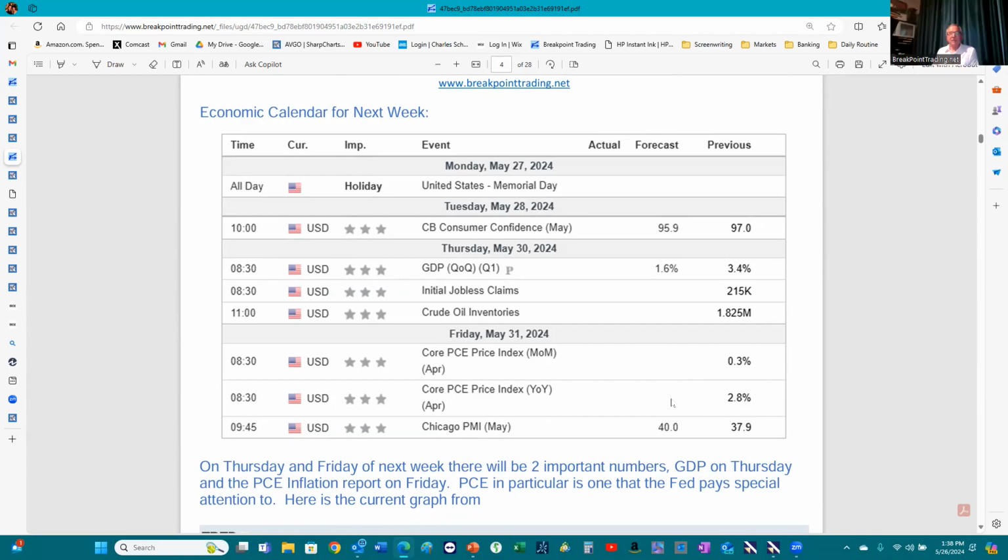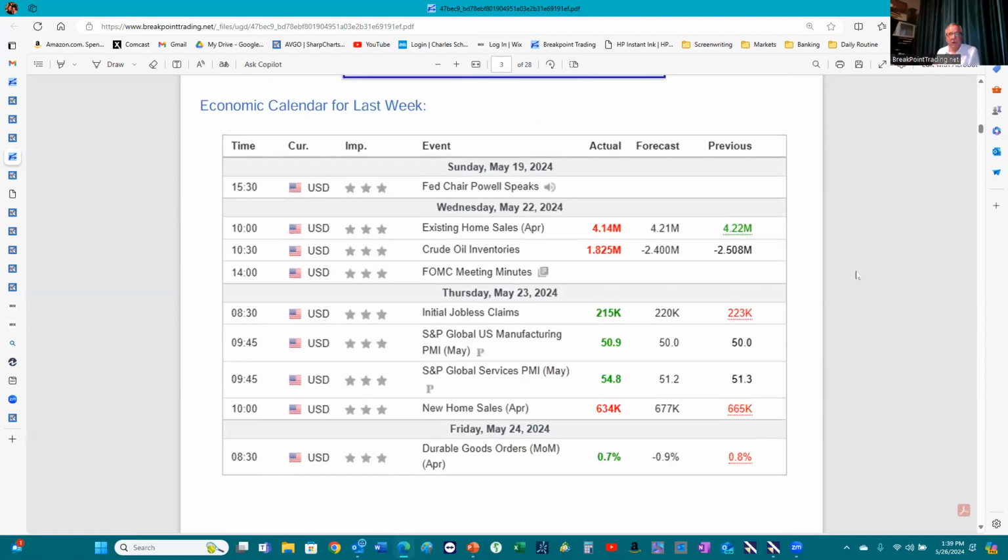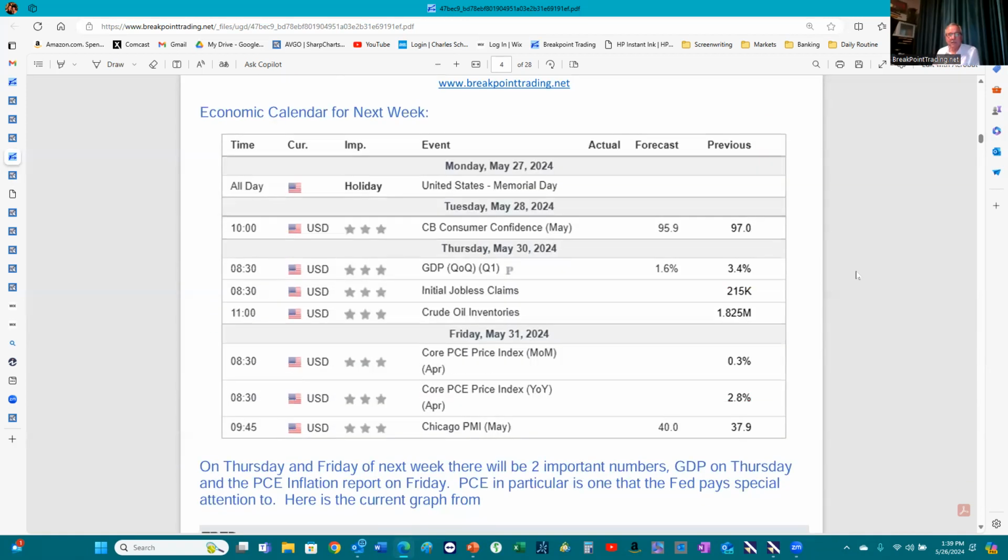So I think if both of those things happen, I don't think this GDP is going to make a huge difference for the market. I think the market actually would like to see the economy weaken a little bit. It's kind of bad news is good news, because it means the Fed is closer to dropping rates. Every week I put in what happened last week and what's coming up next week.